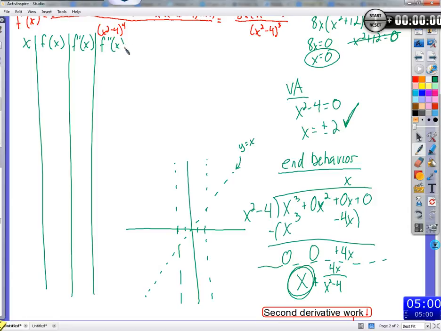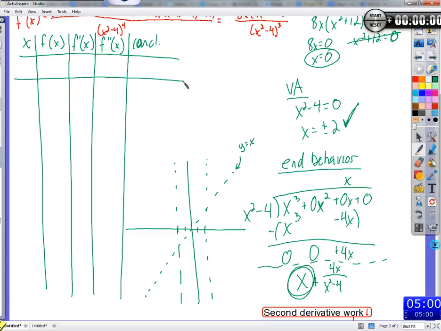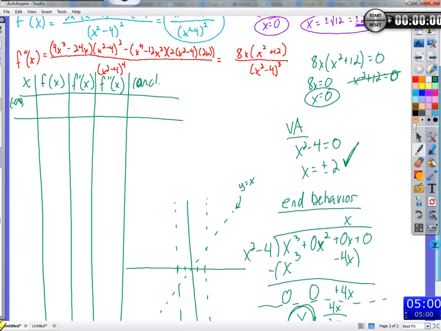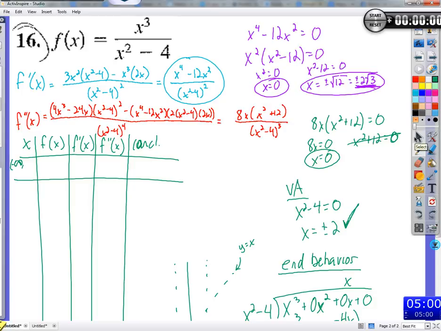F double prime. What does it all mean? Okay. So first we're going to be coming from negative infinity up to what? Negative 2 root 3, negative square root 12. Okay, and then we'll come up to the actual negative 2 root 3. And then we'll look between negative 2 root 3 and what? 0.